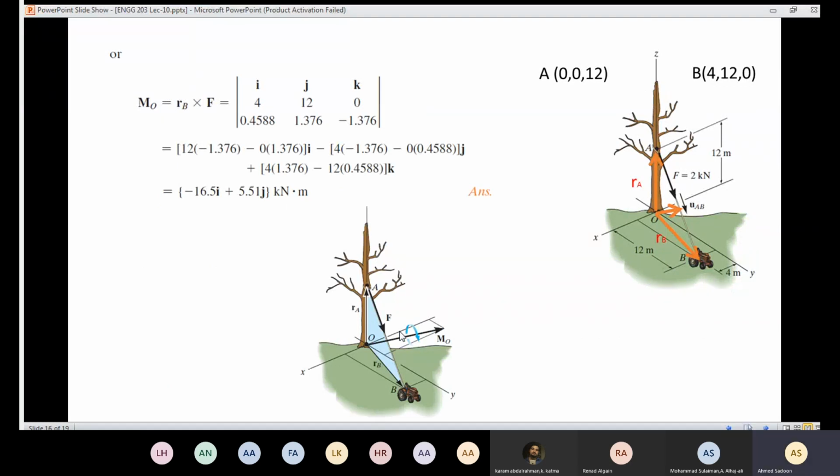And of course, if you want to know the direction of the moment, you are going to use the right-hand rule. You are going to curl your fingers directed from RA towards B, and you are going to find out that your thumb is going to be directed like that.